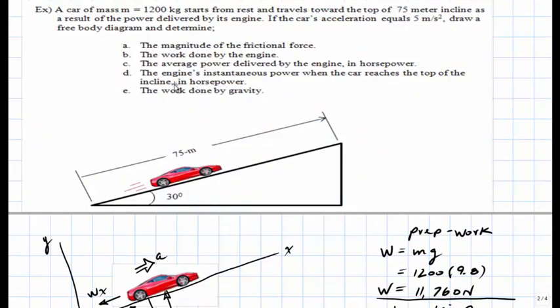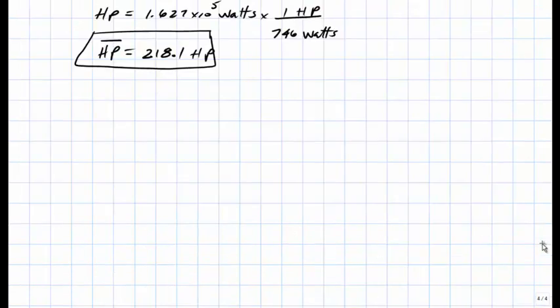In part D, we would like to determine the engine's instantaneous power when the car reaches the top of the incline in horsepower. So we want to find the instantaneous power. That's indicated by P without a bar on top. When the car reaches the top of the incline.